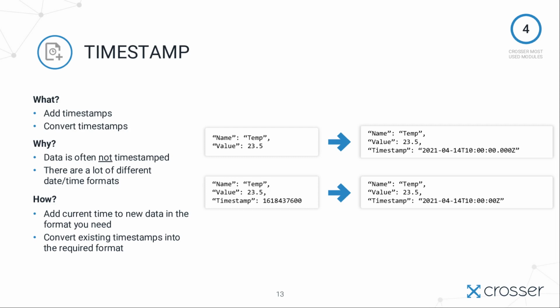In some cases, you do get timestamps with your data, but it's not in a format that you can use. Maybe you need to send this data to some API that requires timestamps in a specific format. So then you can use this module to convert incoming timestamps to whatever format is required by your destinations. So that's two very straightforward use cases, but very common. And that put this module in place number 4 on our list.